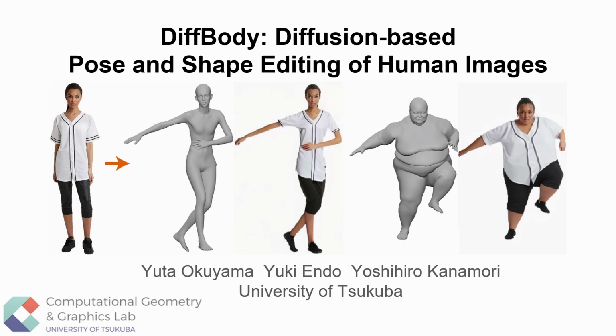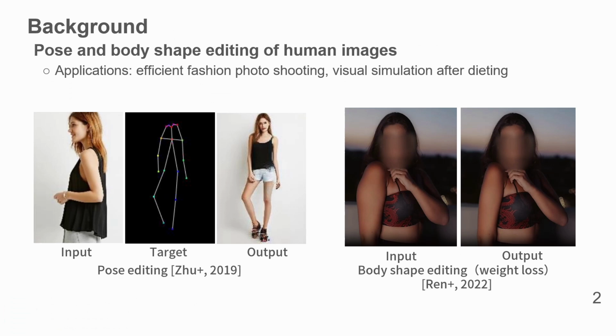We would like to introduce our work, DiffBody: Diffusion-based pose and shape editing of human images. In recent years, the task of editing the pose and body shape of human images has been actively explored. For example, the left figure shows pose editing that makes a sideways-facing woman face forward, and the right figure shows body shape editing that slims a woman's body shape. High-quality pose and body shape editing have potential applications, such as efficient fashion photo shooting and visual simulation after dieting.